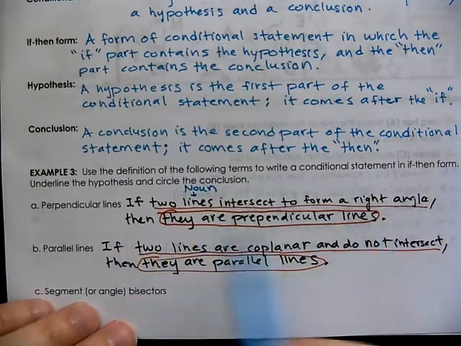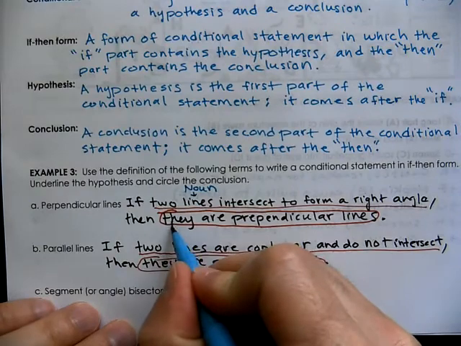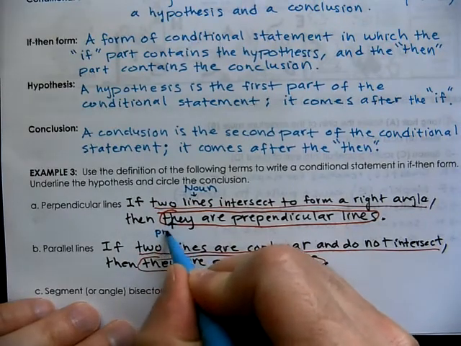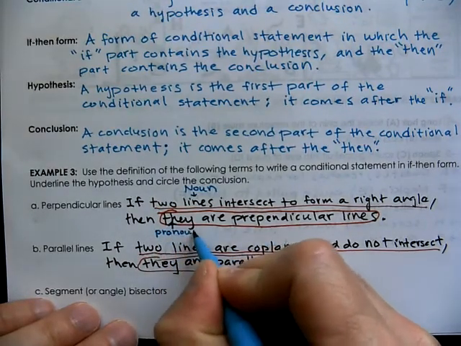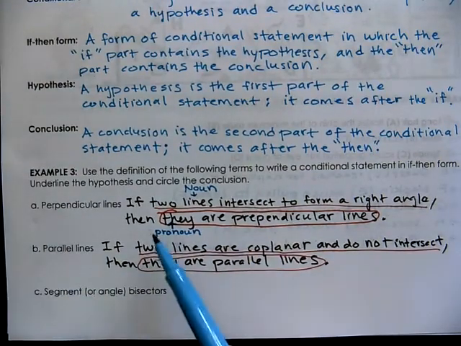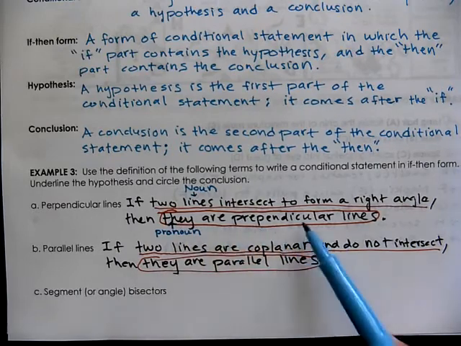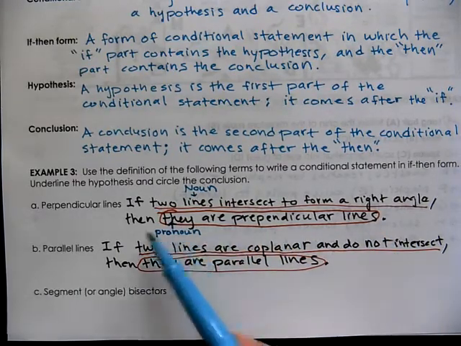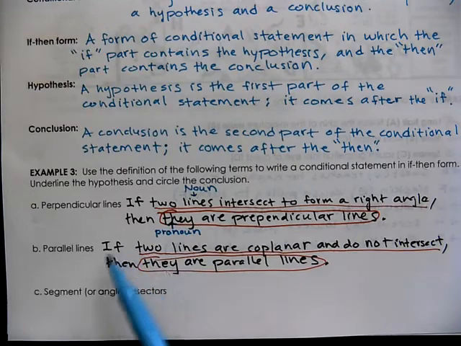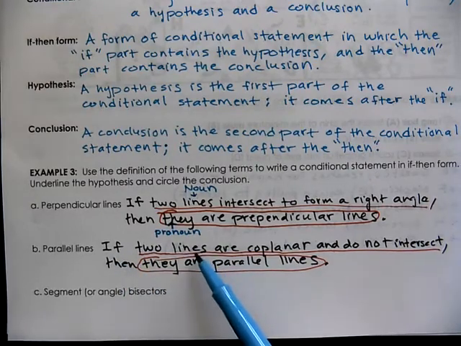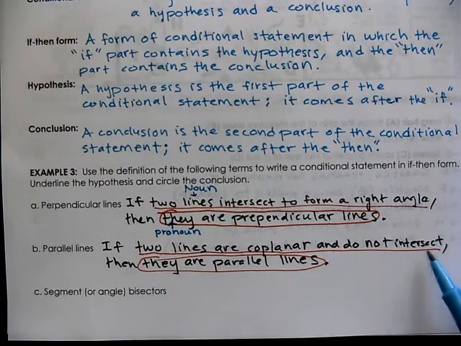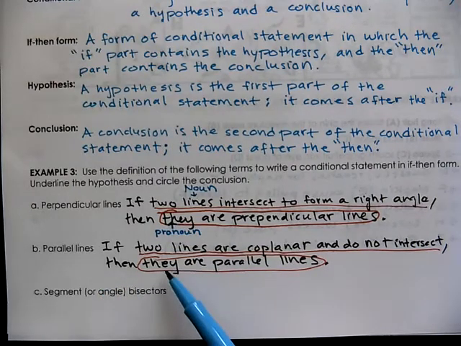So we have to describe what it is. And then in the second part, in the conclusion, now we can use that pronoun, right? So the pronoun is in place of the noun. So we could use the noun again. We could say then the lines are perpendicular lines, but we could use that pronoun. Notice we're using the same pattern here with parallel lines. If two lines, there's my noun, are coplanar and do not intersect, then they, there's my pronoun, are parallel lines. You can always take that pronoun out and replace it back again with the noun if you want.